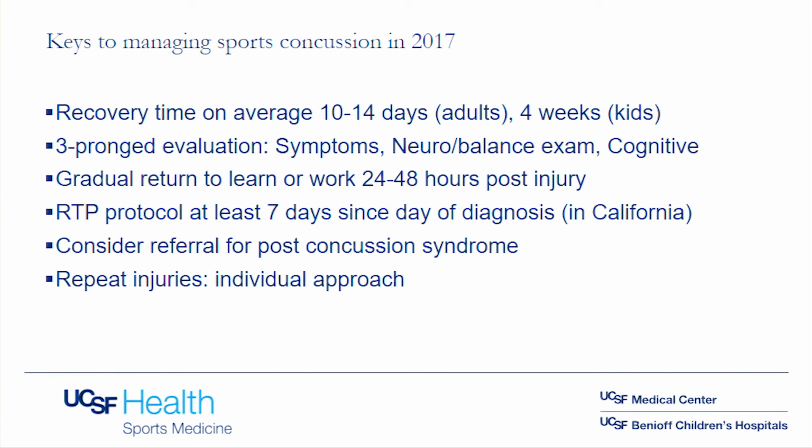So I'll leave you with these take-home points. Remember the recovery time on average is 10 to 14 days in adults, 4 weeks in kids. Use a 3-pronged evaluation: symptoms, neuro exam plus balance, and cognitive exam. Remember to follow a gradual return to learn or work protocol that can start 24 to 48 hours post-injury. Remember that in California, we are following a 7-day gradual return to play protocol, and to consider referral for post-concussion syndrome, and to remember to use an individualized approach for folks who've had repeat injuries.